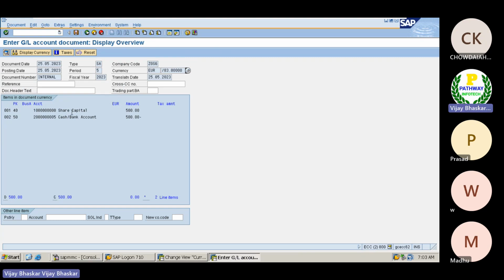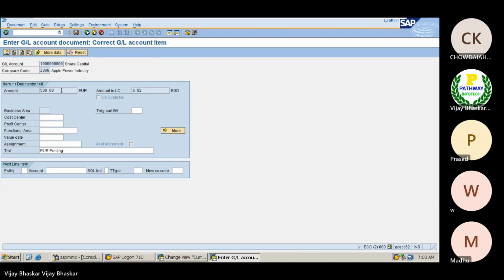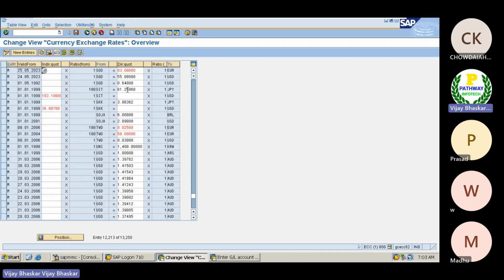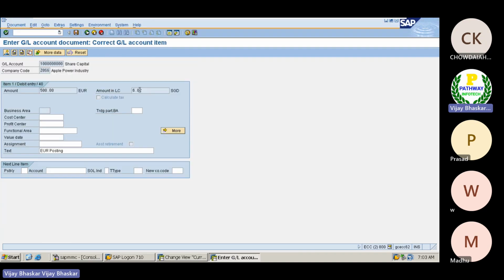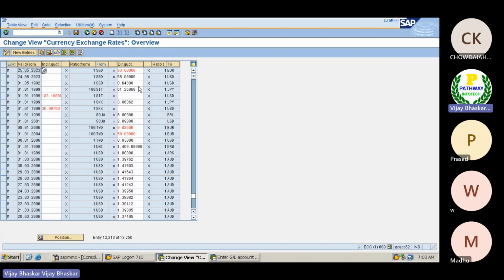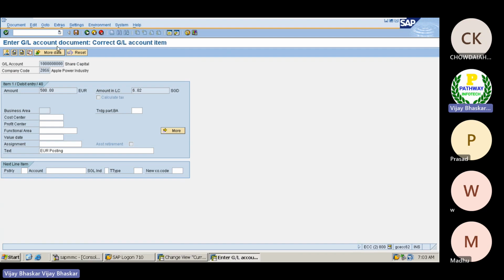Just remember, go here. Now you can see this is the amount in EUR which I have posted. This is the amount which has been converted into the local currency. So what we have instructed here is 1 USD is equal to 83 EUR. That is the reason the system converted it into 6.02. This is how the system converts. Then let me post this document.